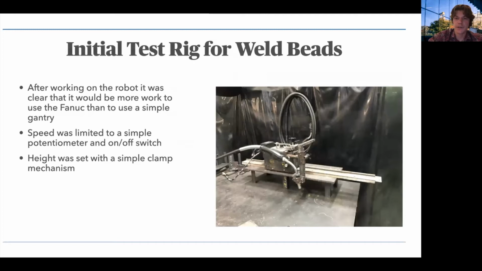As we can see in the picture to the right, this was the initial test rig for making basic weld beads to look at the splatter, thermal and various properties that would be important for my team to look at going forward. After working on the robot, it was very clear that using this simple gantry would be perfectly fine for making a single weld bead. The speed was set with a potentiometer knob and an on-off switch and direction of travel. The height was set with a simple clamp, and you had to hold the trigger just as if you were welding normally. So this is a great way to get some initial beads.